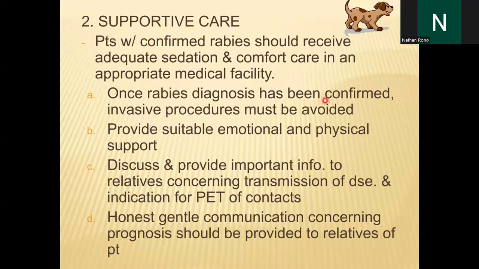Once rabies diagnosis has been confirmed, invasive procedures must be avoided. So, I mean, prognosis is usually poor, so we just provide suitable emotional and physical support, and discuss and provide important information to relatives concerning transmission of the disease, indication of PET for contacts. Honest, gentle communication concerning prognosis should be provided to relatives of the patients. Yeah, so it's all about supportive care as you await for them to die, unfortunately.